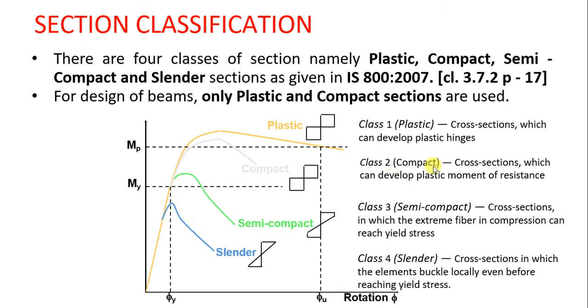Move on to compact. Here the cross sections can develop plastic moment of resistance after yielding. So these kinds of sections will reach yielding, and after that it can develop plastic moment of resistance. You can see this is better than semi-compact and slender. So moving on to the plastic one. Here these cross sections can develop plastic hinges.